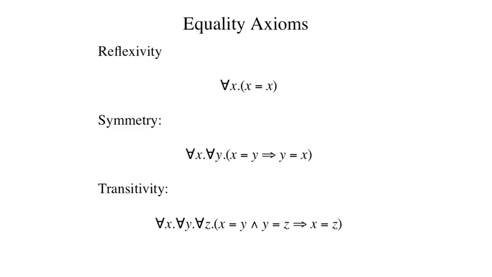Finally, the relation must be transitive. If we believe that A and B refer to the same object, and we believe that B and C refer to the same object, then A and C must refer to the same object as well.